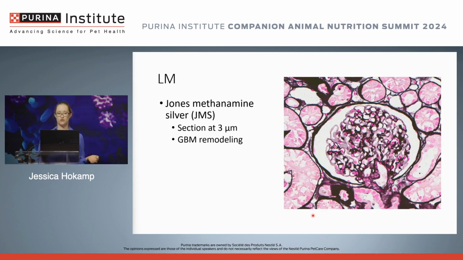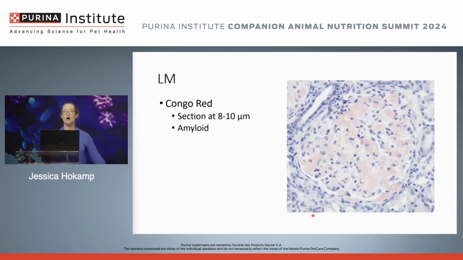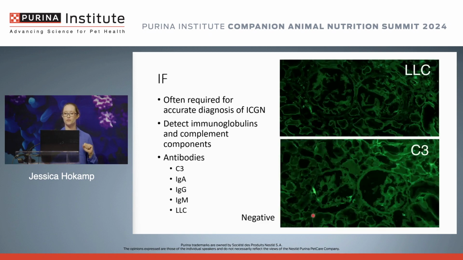And then the Jones stain, or the Jones methenamine silver stain, is really helpful for looking at the glomerular basement membrane. Another common stain that we use, not for ICGN, but if we're suspecting amyloidosis, is Congo red. That's sectioned a bit thicker.